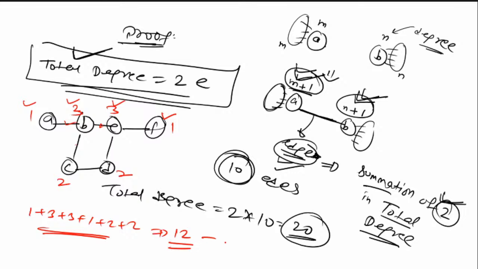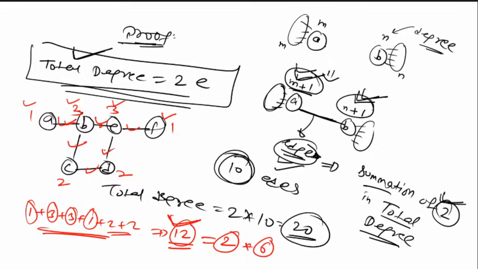And this is nothing but twice... what is this value? Let's see, 3 plus 3 is 6, and this is 8, yes, 12. So correct. Now you can see this is 12. And what is the number of edges? The number of edges is 1, 2, 3, 4, 5, 6. There are 6 edges. So you can see this total degree is equal to twice the number of edges. The number of edges is 6.